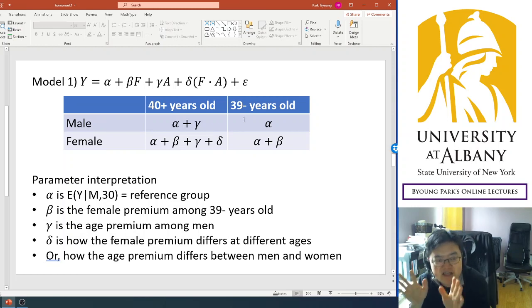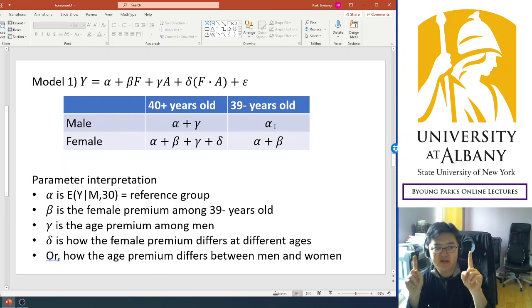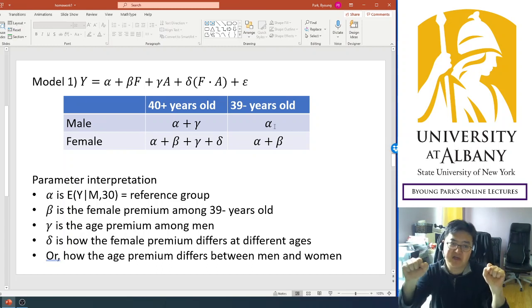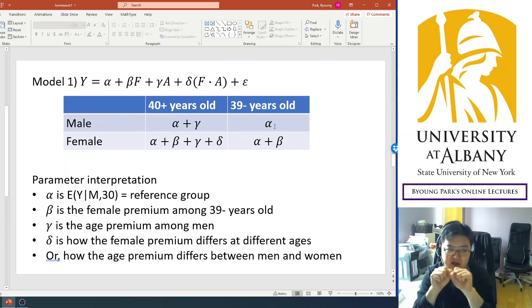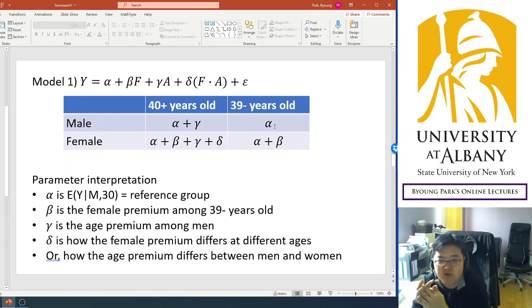It is the difference in differences. The first step difference is across gender. Female premium is one difference, the first step difference. Then you obtain female premiums for the younger generation and the older generation, compare these two female premiums, and you get another difference. That is delta. This is one possible way to interpret delta.